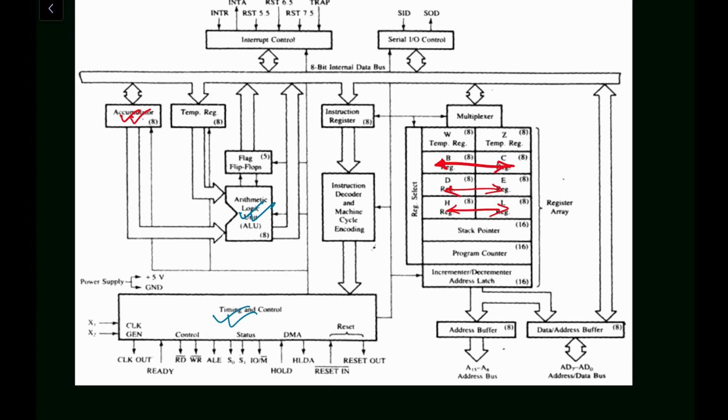The HL pair is actually used to act as a memory pointer; for the purpose it holds a 16-bit memory location. So memory pointer is also one of the most important functions of this HL pair. Let me show you here. This is the HL pair. So let me again show you here. This H and L pair is used for the memory pointing purpose, usually by the 8085 processor.